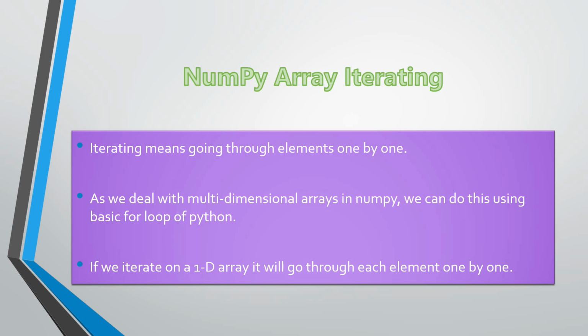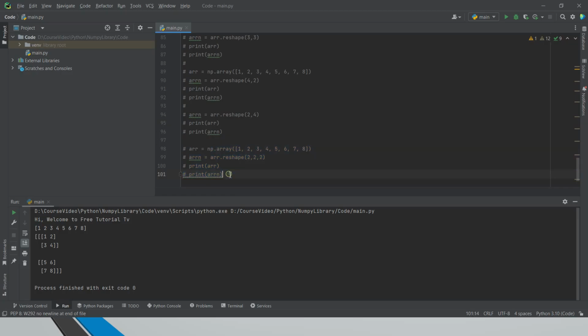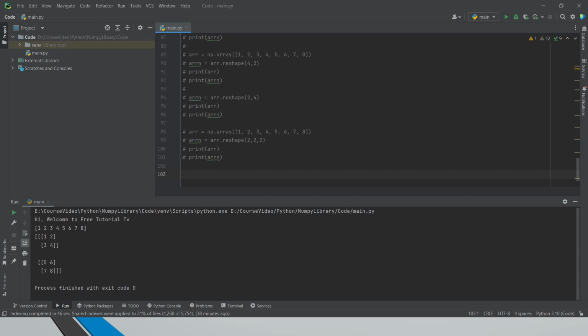So if we iterate on a 1D int array, it will go through each element one by one. So how do I iterate it? You can use a for loop for iterating the elements one after another. So for example, we have used a for loop for iterating. So now it is just simple. An example of iteration of a single dimension array using a for loop.